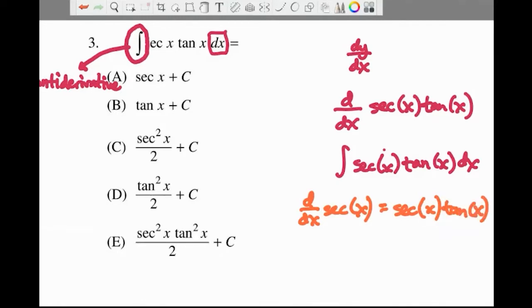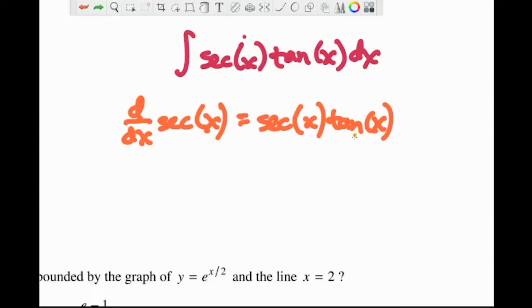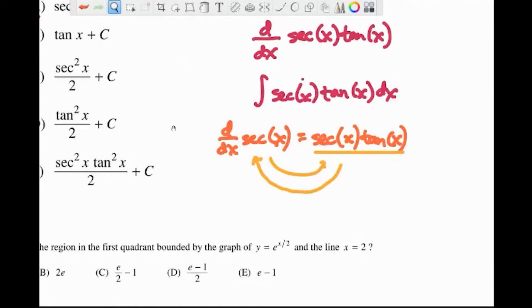So if I'm doing the antiderivative, you have to know your derivative rules, otherwise you wouldn't be able to go backwards. If you know that this thing right here is the derivative of secant x, so you're going this way, if you go the other way with the antiderivative, that's the answer. Except you'll notice that there's a plus c.